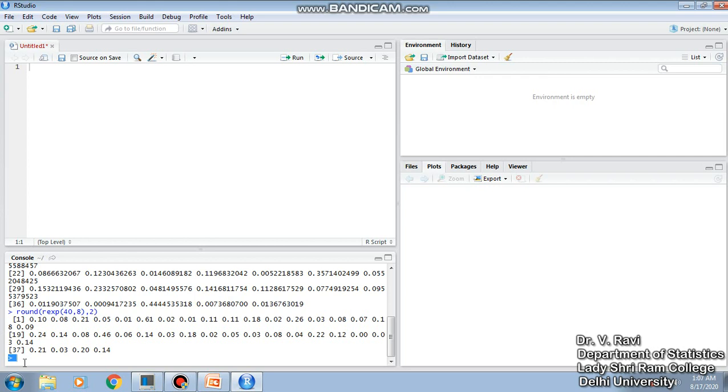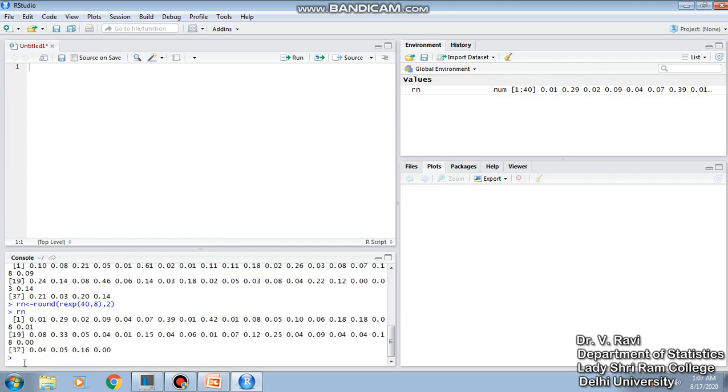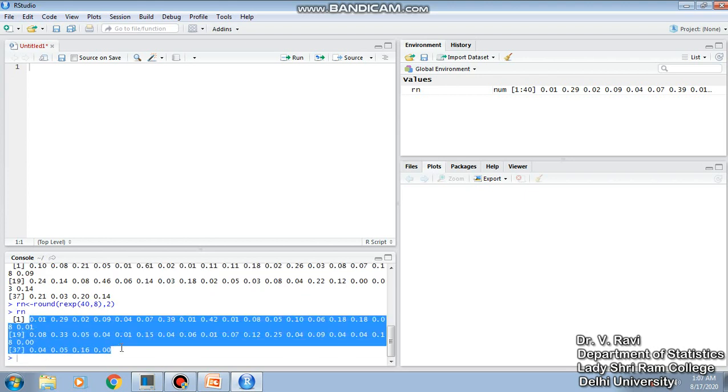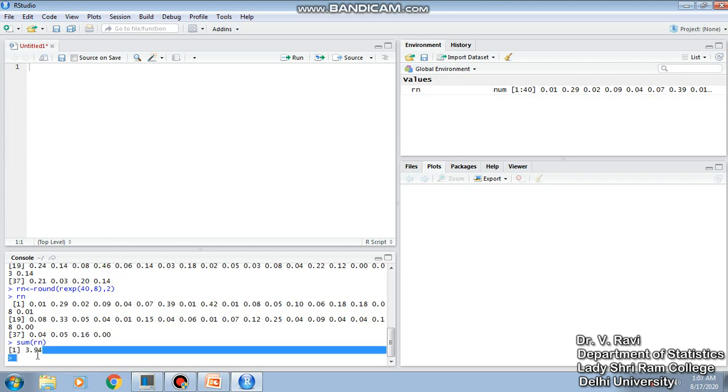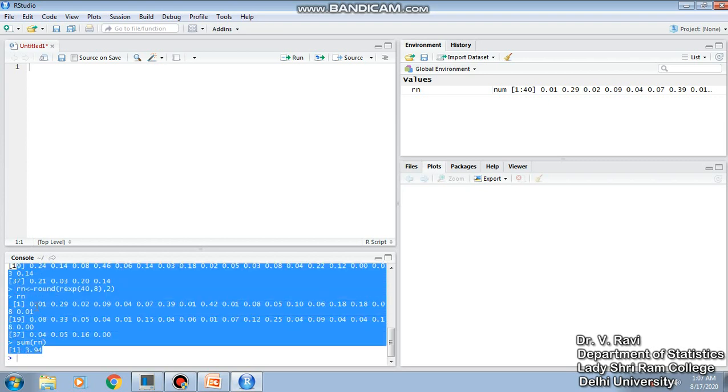Finally, suppose we want to find the total time taken for frisking these 40 customers. I can conveniently store the random numbers in a variable, let's say rn. If I print rn, these will be the frisking times of the 40 customers. The total frisking time is simply the sum of the variable rn. So it takes 3.94 minutes to frisk those 40 customers. That's what it means. So that was the exponential distribution for you.